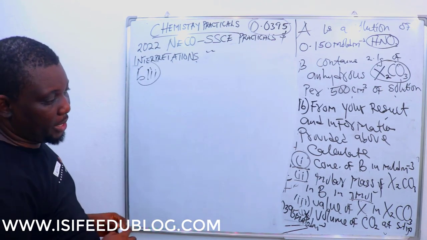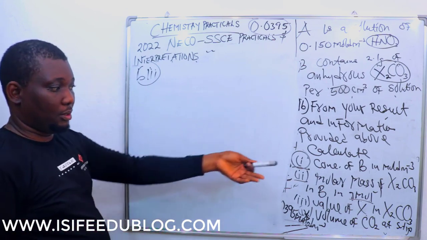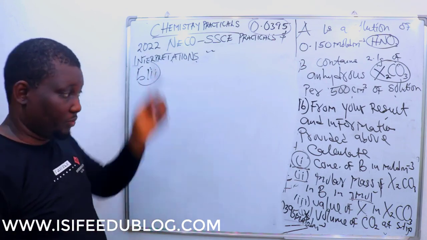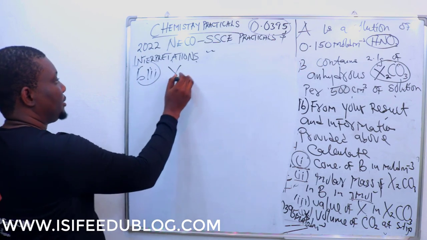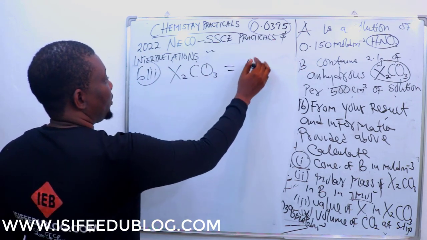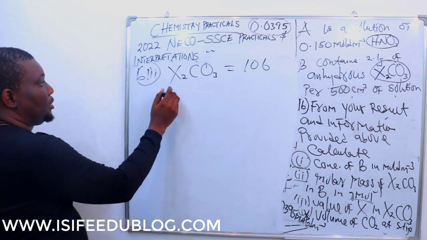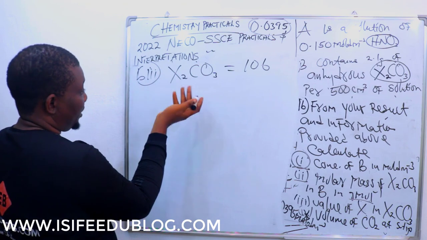How do you find the value? We have made it seem very simple. We already know that the molar mass of X2CO3 is 106 from the previous calculation. So we have X2CO3. Let everything here be what we just know, 1.67. We can find X now. We don't know the molar mass of X, so we find it out.